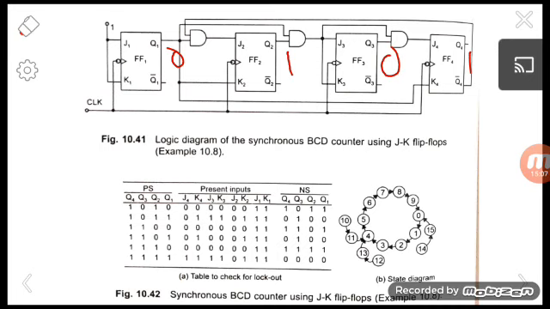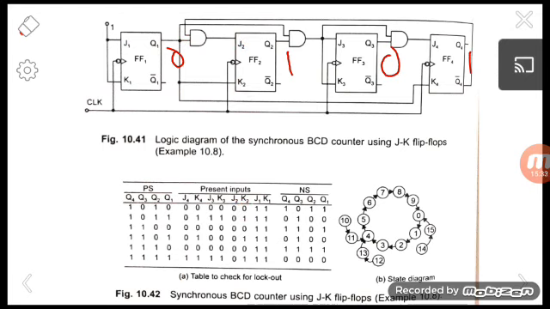And we know that for this corresponding output, what will be the corresponding inputs for all the flip-flops? J1 and K1 will be 1 always. And what will be J2 and K2? Here Q1 is 0, so the output of the AND gate will be 0. So K2 will be 0, and J2 will also be 0. So J2 and K2 will be 0.